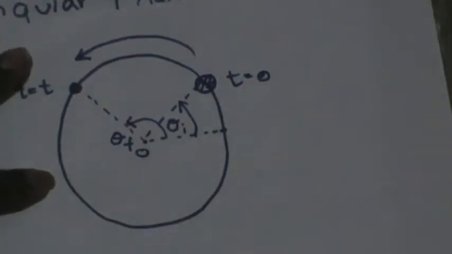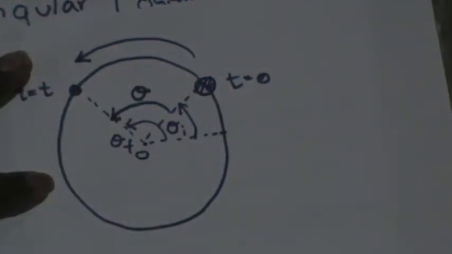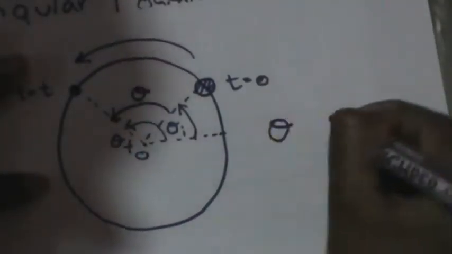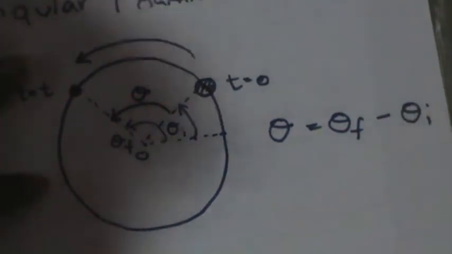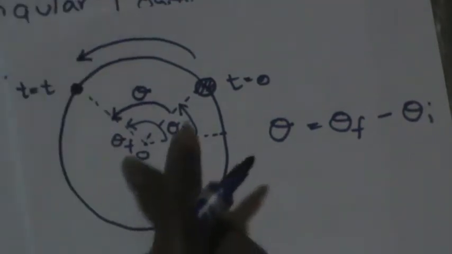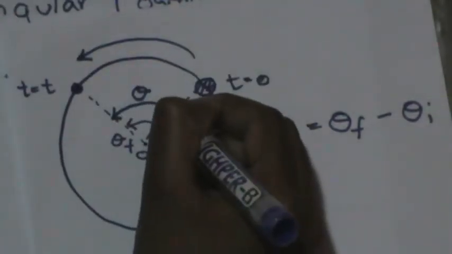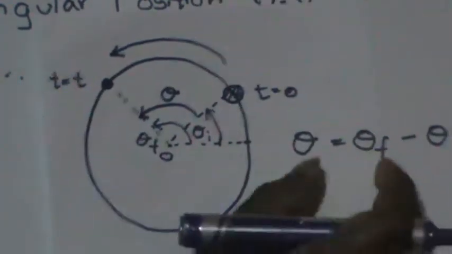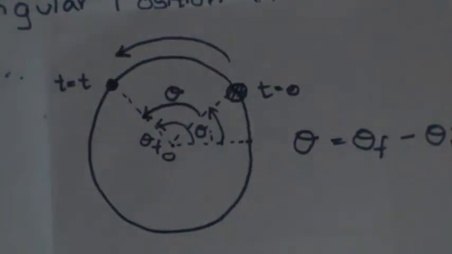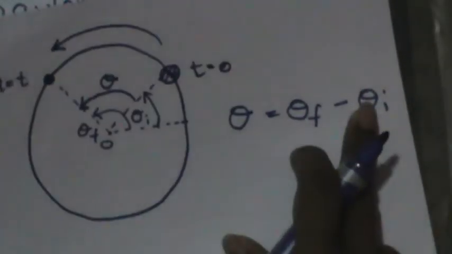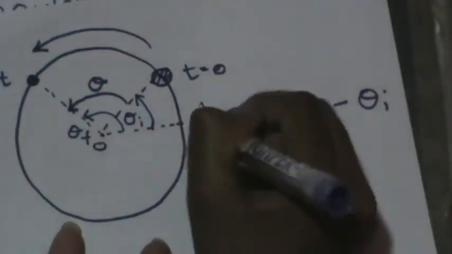Alright, so I'll call this displacement theta, and theta equals theta f minus theta I. But for the following derivations I will not use the value for theta f or the value for theta I. I will only use theta.